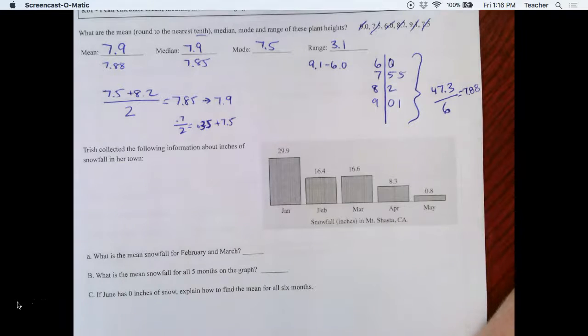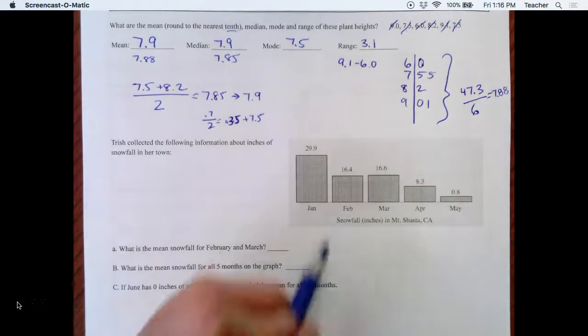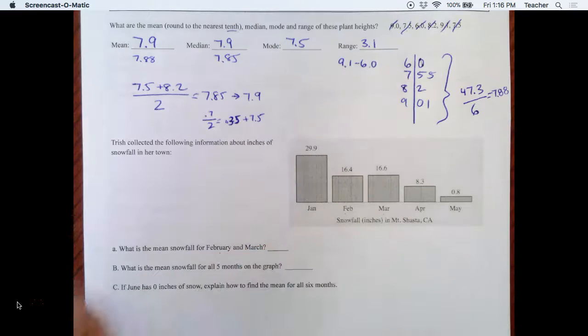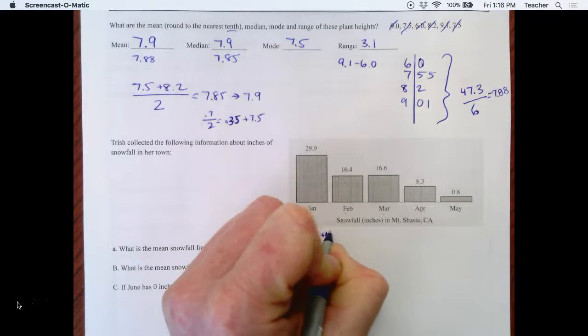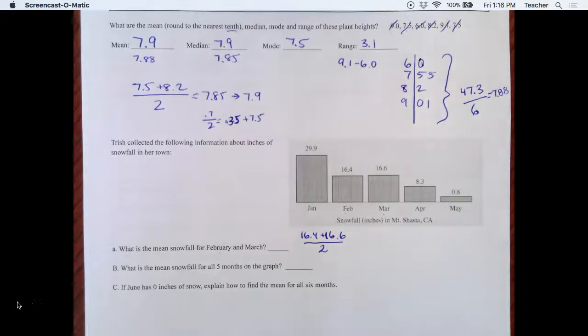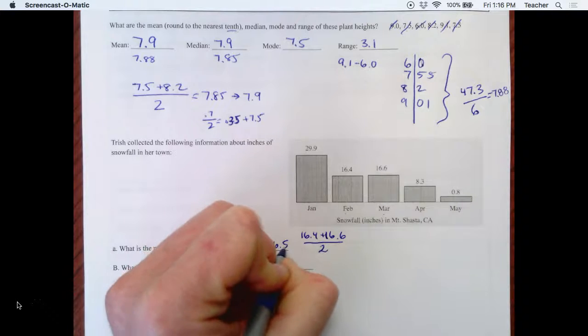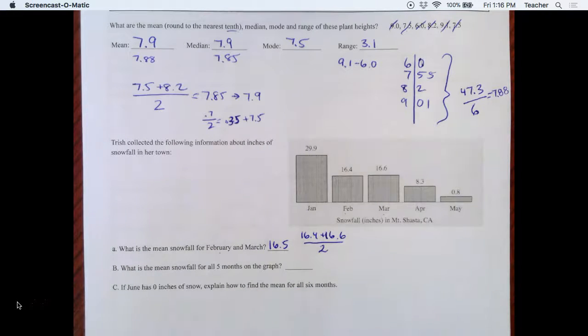Okay. All right, down here. What is the mean snowfall for February and March? So we need to add 16.4 and 16.6 and divide that by 2. And when you do that, you end up with 16.5. I actually didn't even need to do that. I just knew that the midpoint there is going to be 16.5. So that's going to be the average or the mean.